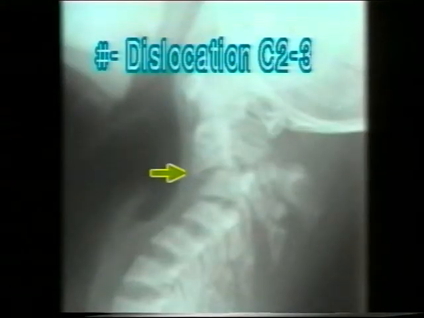This X-ray shows a fracture dislocation of the second and third cervical vertebrae. A close-up view shows the fracture of the spine of the second cervical vertebra and anterior dislocation of its body over the third cervical vertebra. This is a fracture dislocation of C23.